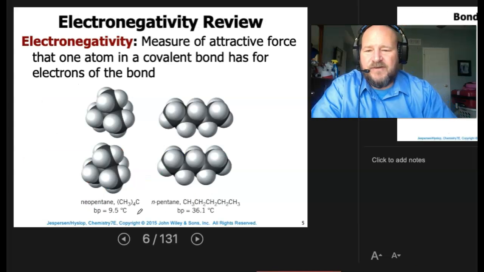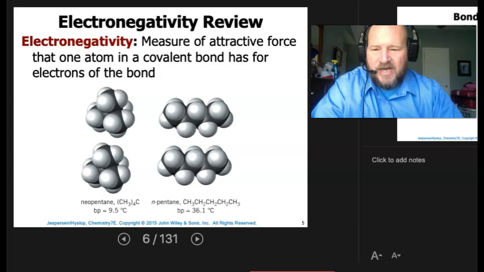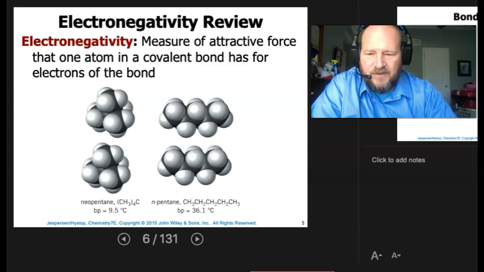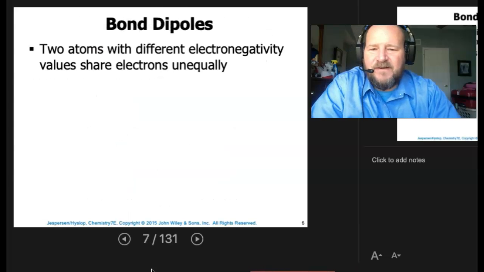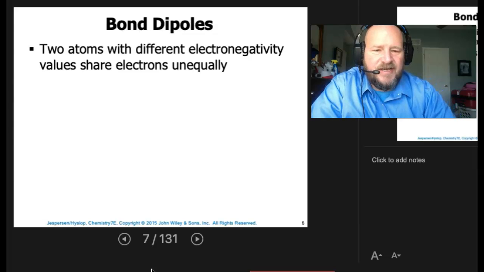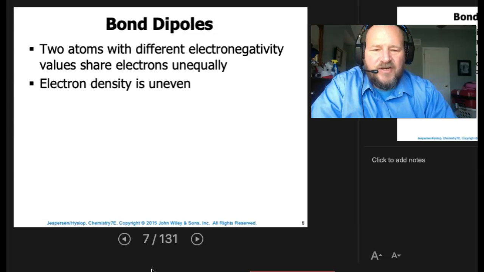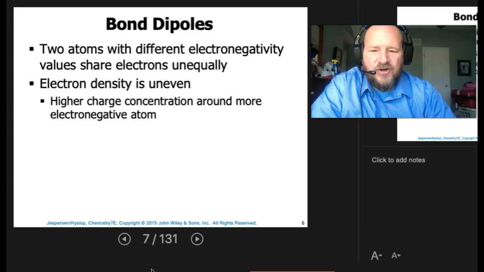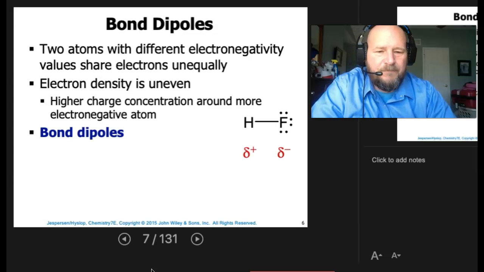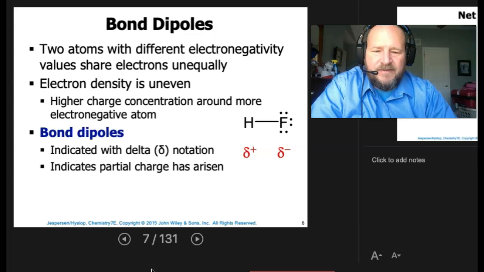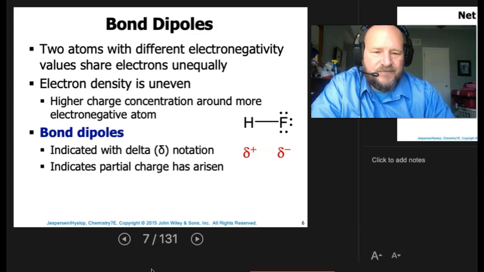All right, quick review of electronegativity. Remember, it's the measure of attractive force that one atom in a covalent bond has for electrons of the bond, right? So we could form what we would call bond dipoles. Two atoms with different electronegativity values share electrons unequally. That means the electron density is uneven, and we have a higher charge concentration around the more electronegative atom. In other words, the partial positive, partial negative that I just showed with the HCl. We'll indicate that with the delta notation, and it indicates a partial charge has arisen. Again, that should all be review.